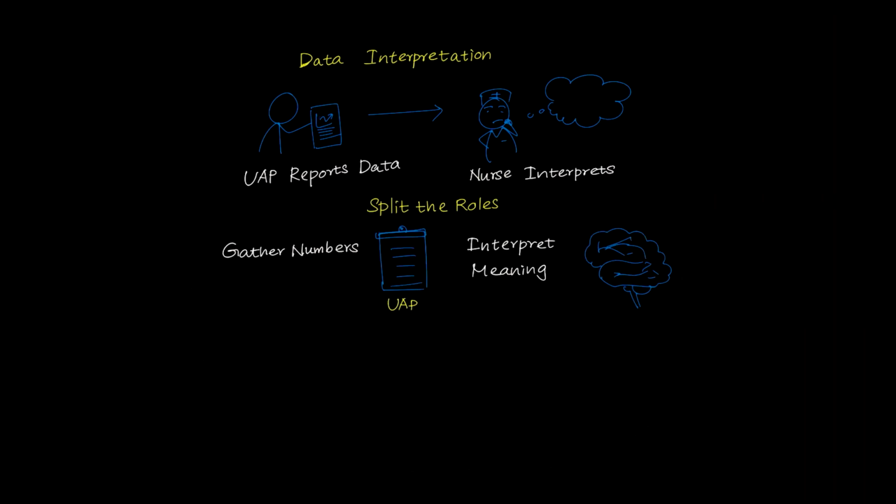Asking the UAP to watch for further drops still places monitoring and interpretation with unlicensed staff, which the study guide prohibits. The UAP has already handed the data up the chain. The nurse takes it from there.